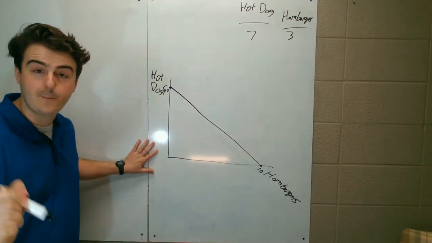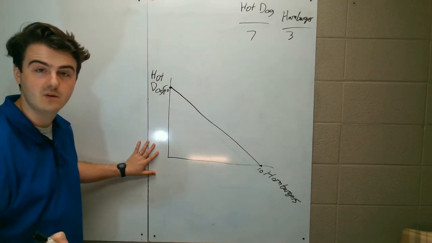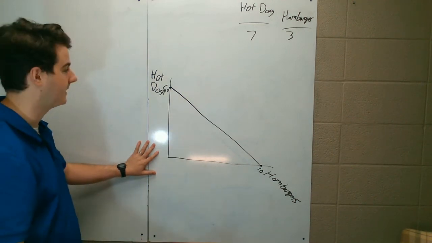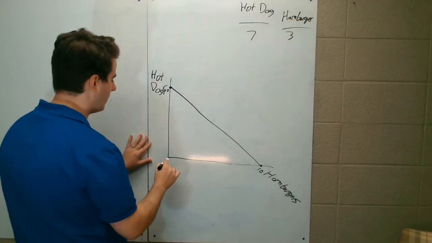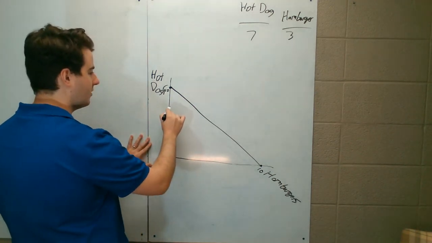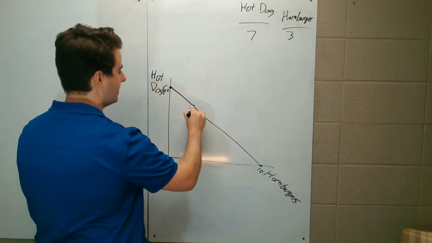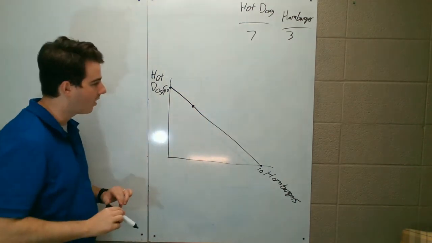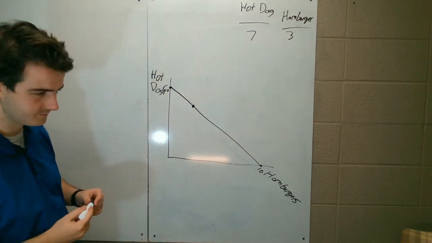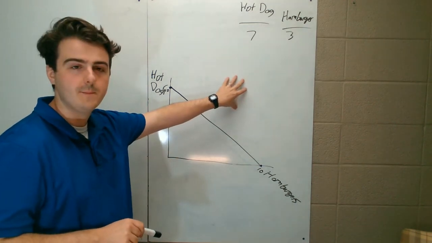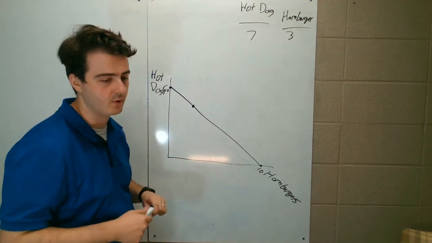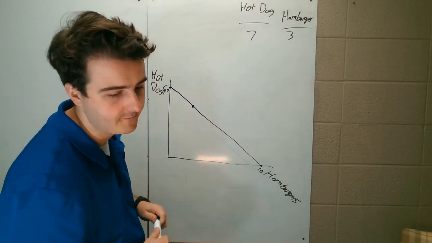This is our basic production possibilities frontier. Okay, so let's put our class on here. So up 7, 1, 2, 3, 4, 5, 6, 7, and over 3, something like right here. So here's our class, and everyone has used a sheet of paper to make a hot dog or a hamburger.